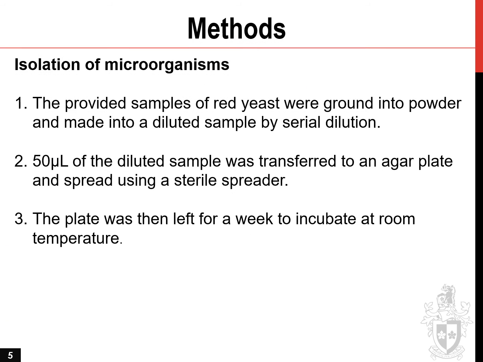The isolation of red yeast was carried out by first grinding a sample of red yeast into a powder and diluting it by a serial dilution of 5 or 10-fold. Then 50 microliters of the diluted sample was transferred aseptically onto an agar plate and spread using a sterile spreader. Finally, the plate was left to incubate at room temperature for about a week.